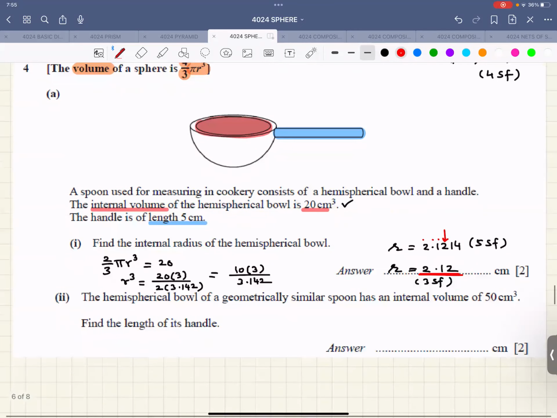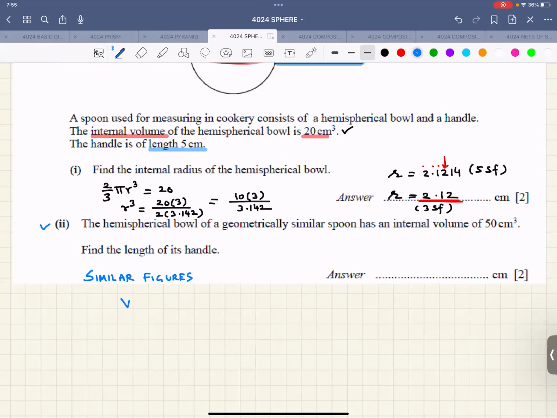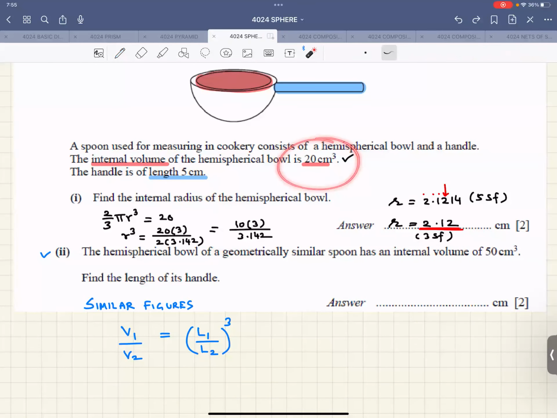Now it's something about similarity. Now the second part is about similar figures. Now when we talk about similar figures, we talk about that volume of one figure divided by volume of the other figure, that is the ratio of the length in the same order cube. Now this has a volume of 20. Let me choose this. So now this has a volume of 20. A similar spoon has a volume of 50.